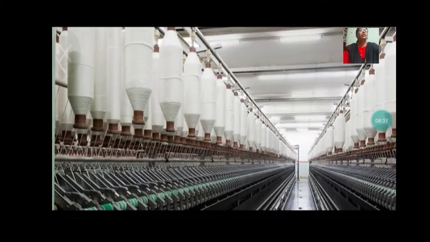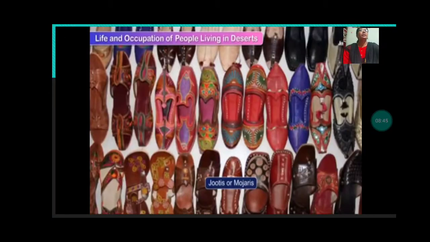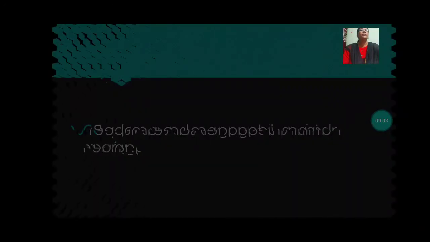The textile industry you can also find there in Rajasthan. And these juttis they are also preparing, very beautiful juttis. Shoes they prepare for men and women. Both of them they prepare this type of beautiful shoes and they make designs very beautifully on them. So these are very popular in Rajasthan.